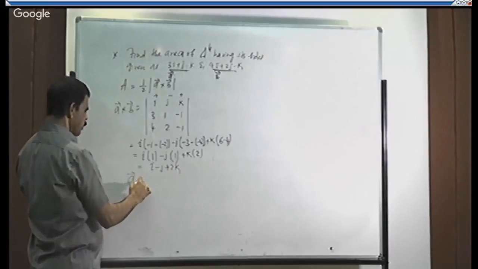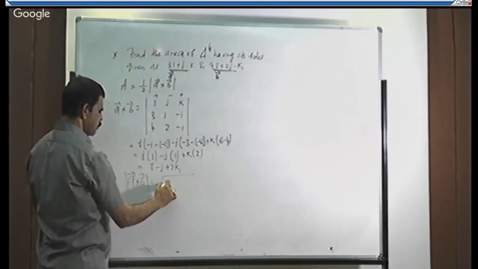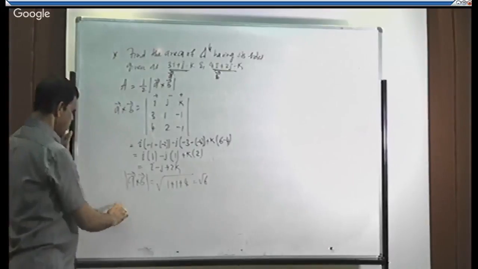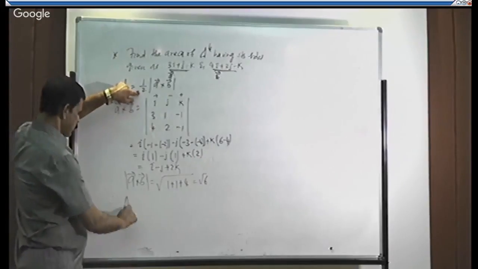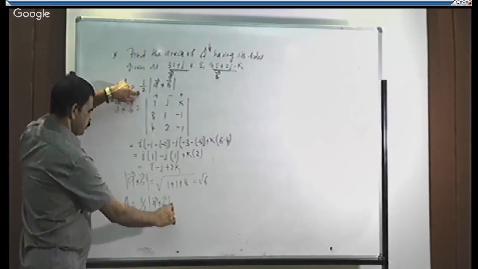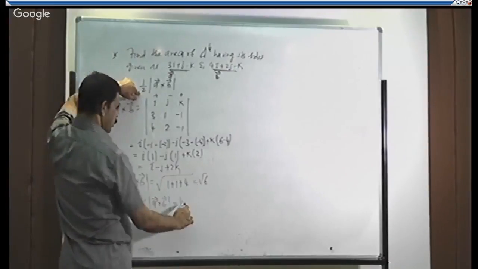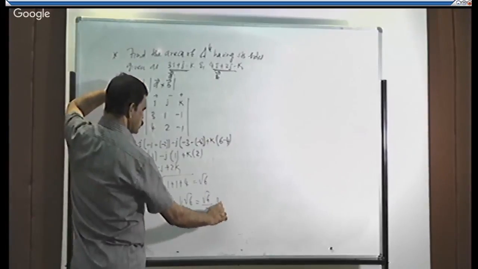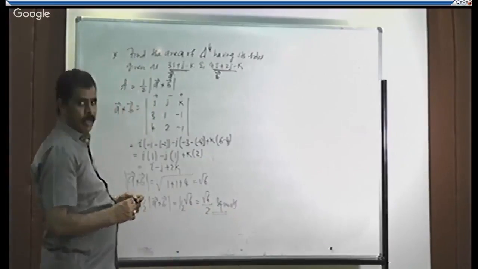Get the magnitude of A cross B. So magnitude of A cross B is equal to what? It is root of 1 square is 1 plus 1 plus 4. It is equal to root 6. Therefore, area of the triangle having sides A and B is half into the magnitude of A cross B. Substitute here half into root 6. That is root 6 divided by 2 square units. That is the area of the triangle.